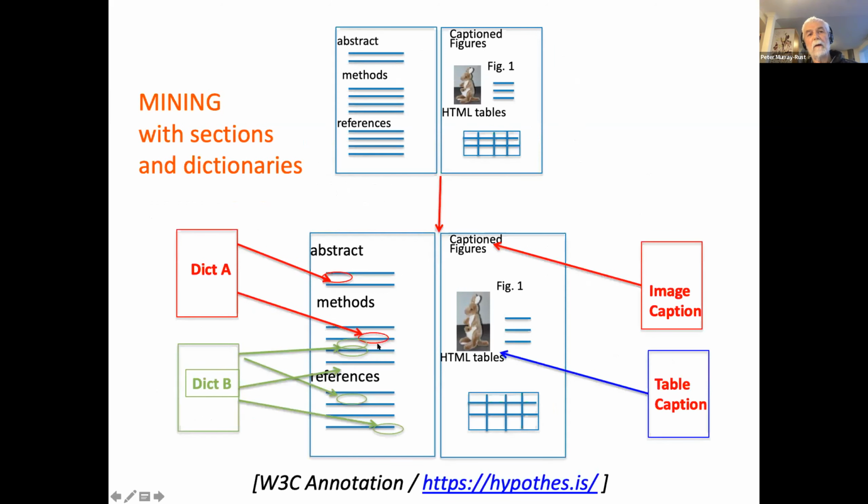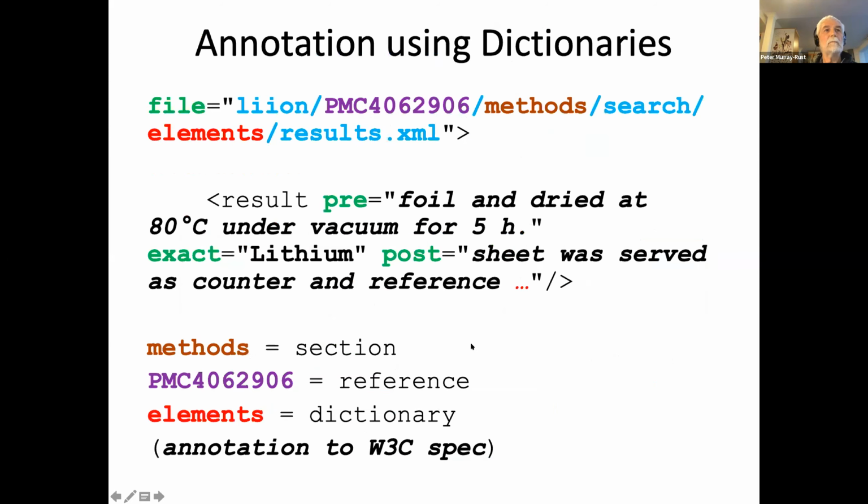We've broken the paper up into different sections, as I showed you, and we can use different dictionaries for different sections. We can look specifically at the image captions or the table captions. And here's an example of a search. We're looking at the methods section for the chemical elements. You can see here it's found lithium, and this is its context. And this is the W3C spec for annotation, so that will work with W3C tools.